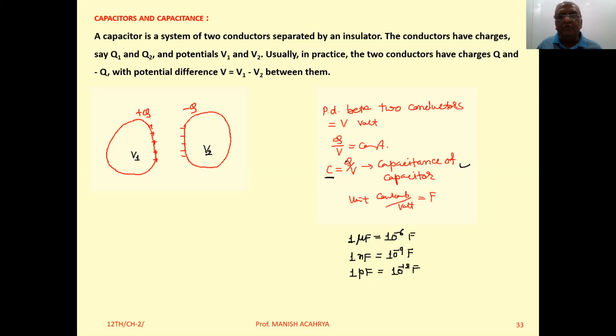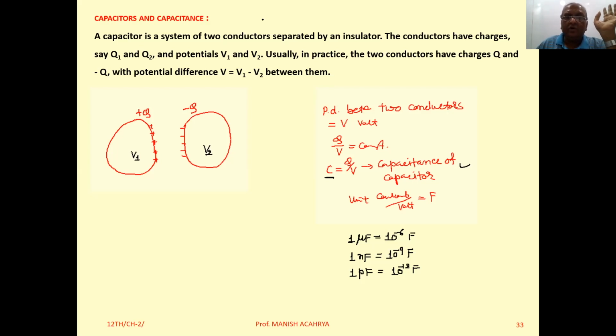Now the unit of Q, electric charge, is Coulomb, and of V, the potential difference, is volt. So the unit of capacitance, we can write Coulomb per volt, and on behalf of the name of the scientist Faraday, this Coulomb per volt is called farad. And farad is a tremendously large unit.